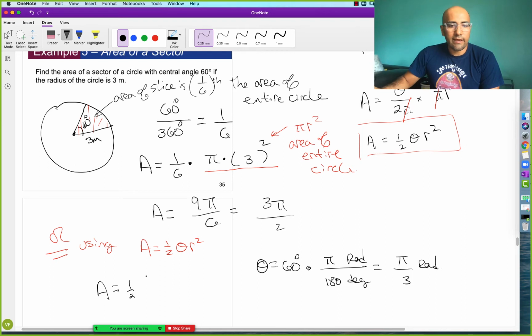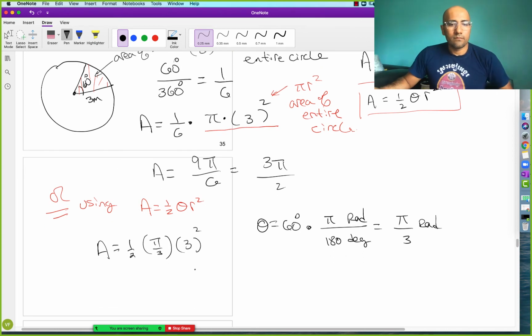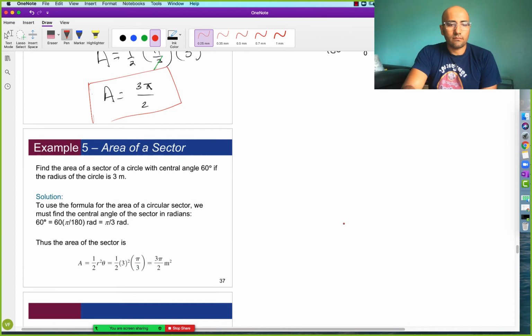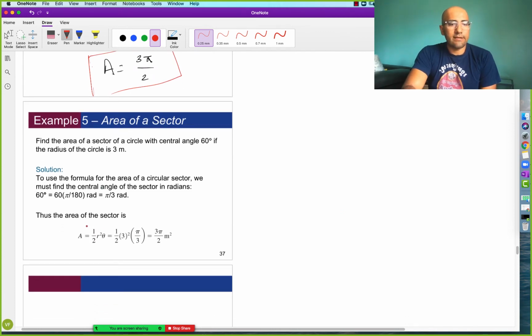A equals 1/2 times theta, which is pi over 3, times r, which was 3, squared. Before I square it, I can also cancel this 3 with one of those, so I'll end up with 3 pi over 2. Area equals 3 pi over 2. Same as before. Questions? No? We're good? So that's what the author did. Just blindly plugged it into our formula. Converted 60 degrees into pi over 3 radians, plugged it into this little formula, and there you go. You get the same answer.